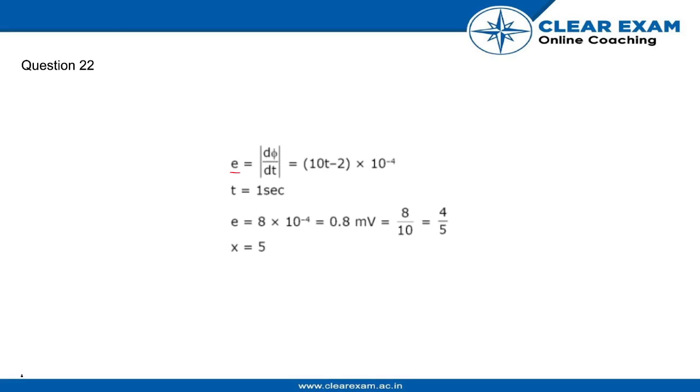The EMF induced in coil 1 is mod of d phi by dt, which is 10t minus 2 into 10 to the power minus 2, at the instant t equal to 1 second. The EMF is 8 into 10 to the power minus 4, which is 0.8, which is equal to 8 by 10 millivolt or 4 by 5 millivolt, which is equal to 4 by x. So x is equal to 5.